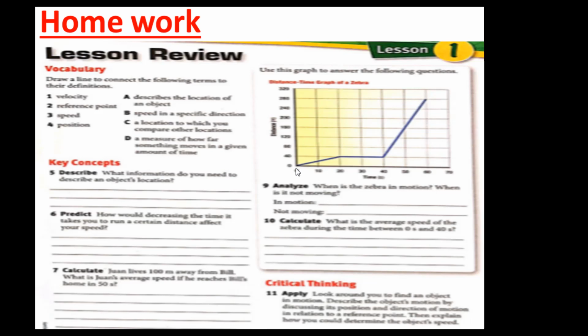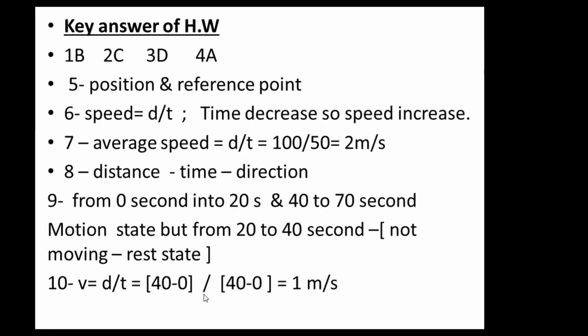Again, I need to calculate the speed from 0 to 40 seconds. Number 1, what is the time? Time is 40 minus 0 equals 40 seconds. Go up and left to know the distance, 40 meters. So distance traveled is 40 meters, time required 40 seconds. So distance over time, 40 over 40, equals 1 meter per second.